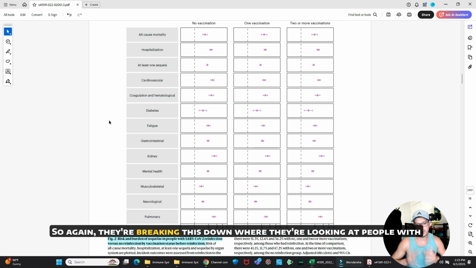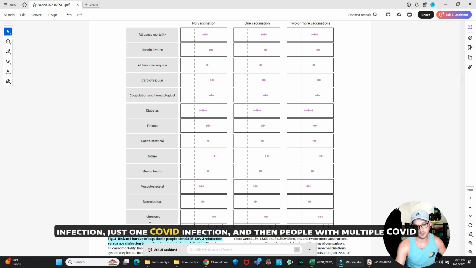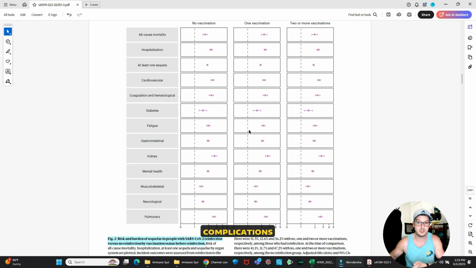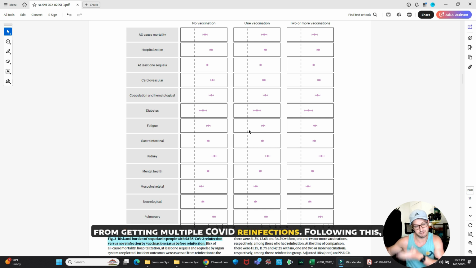So again, they're breaking this down where they're looking at people with COVID infection, just one COVID infection, and then people with multiple COVID infections, so reinfections. The ratio would be 1-to-1 if there was no increased risk with reinfection. And then they're looking at people that have had no vaccination, one vaccination, and 2 or more vaccinations, and it does not seem to do anything to prevent the increased morbidity complications from getting multiple COVID reinfections.